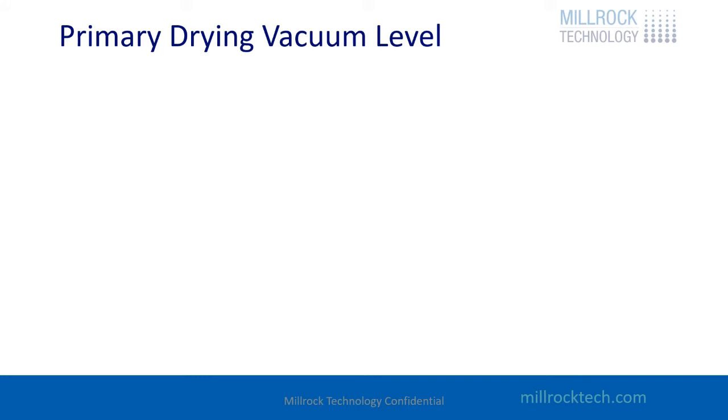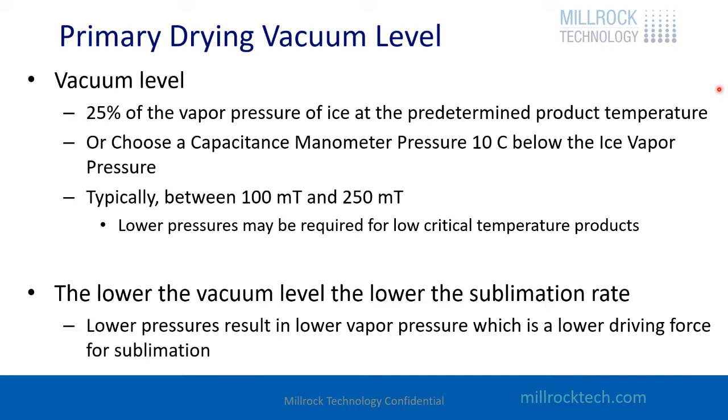So let's talk about vacuum during the primary drying process. The vacuum level is typically set to 25% of the vapor pressure of ice at the predetermined product temperature, and that's typically done when using a capacitance manometer for control. So we choose a capacitance manometer pressure 10 degrees below the ice vapor pressure. Typically, that pressure is going to be between 100 and 250 millitorr for almost every application. It's important to understand that the lower the pressure in the chamber, the lower the product temperature will run, and your sublimation rate is also going to be reduced. The lower the vacuum level, the lower the sublimation rate.